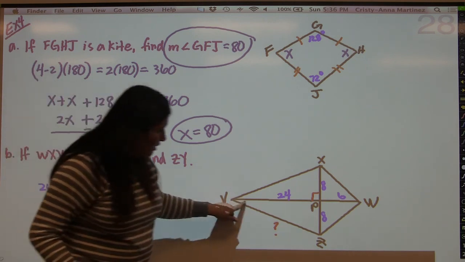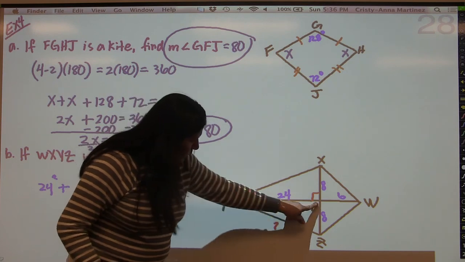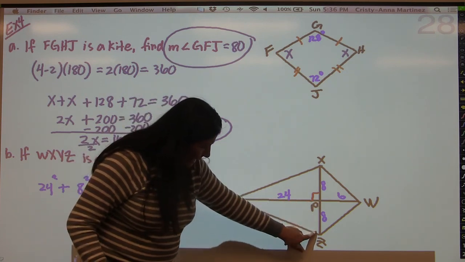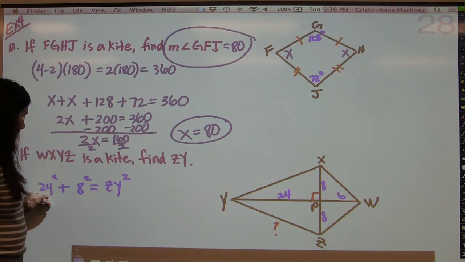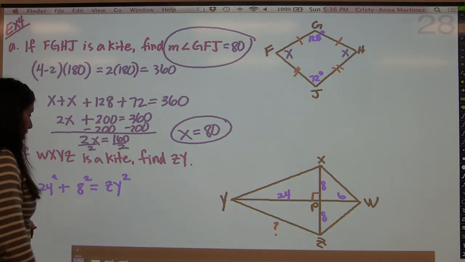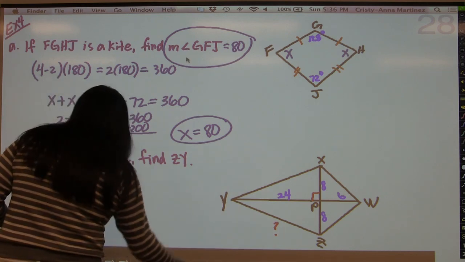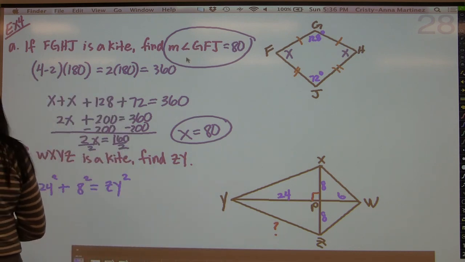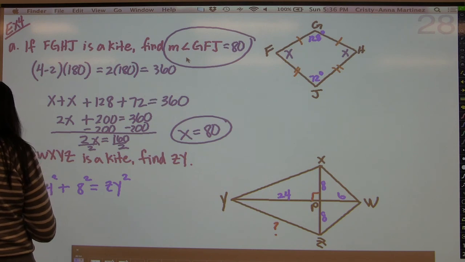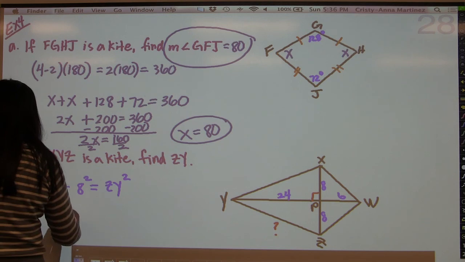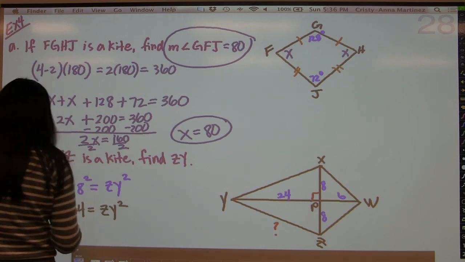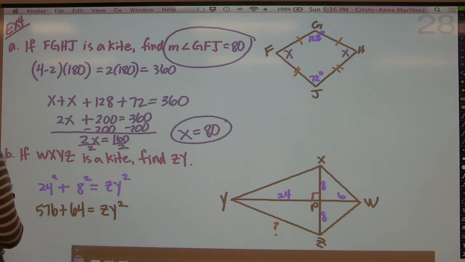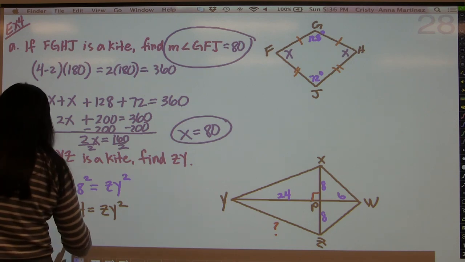So I'm looking at this right triangle right here, and here's one leg, 24, here's the short leg, 8, and the hypotenuse is what we're trying to find. So I'm using the Pythagorean Theorem, leg squared plus leg squared equals hypotenuse squared. So we're going to solve this little equation now. 24 squared is 576. 8 squared is 64. And 576 plus 64 is 640.